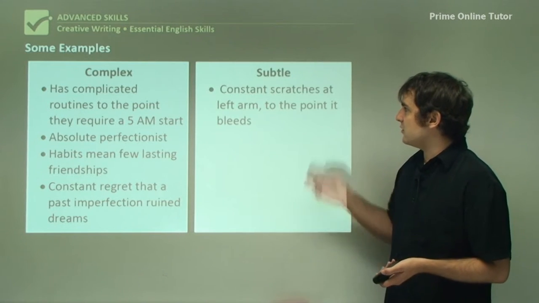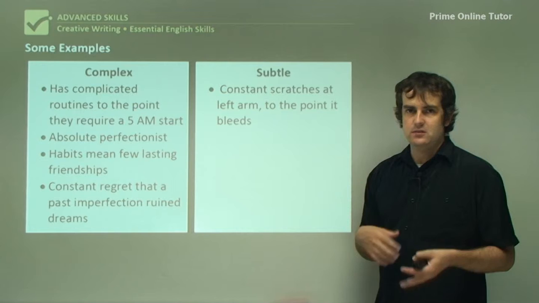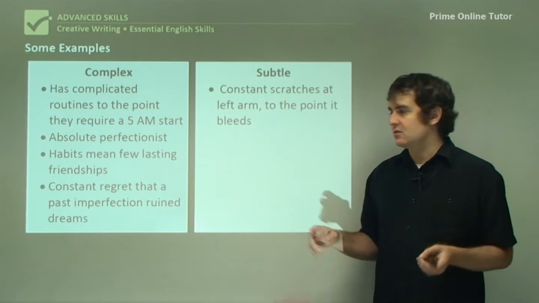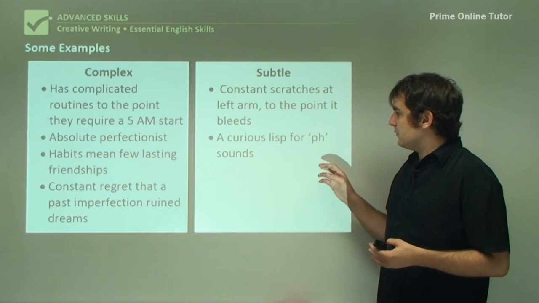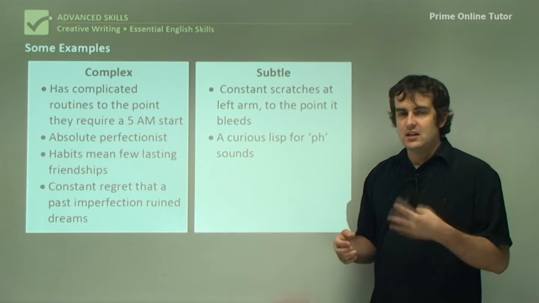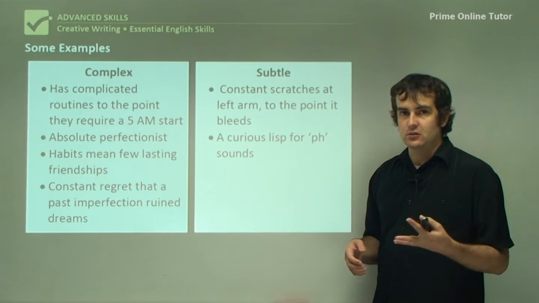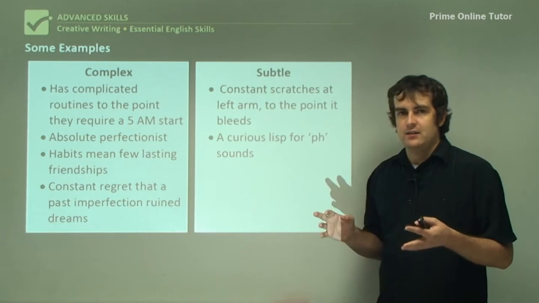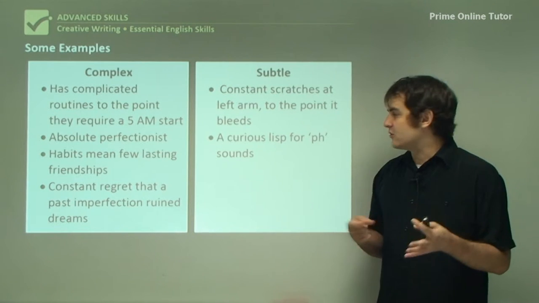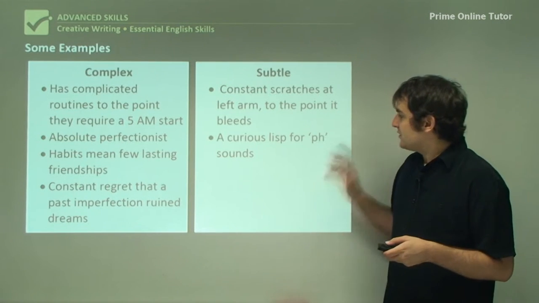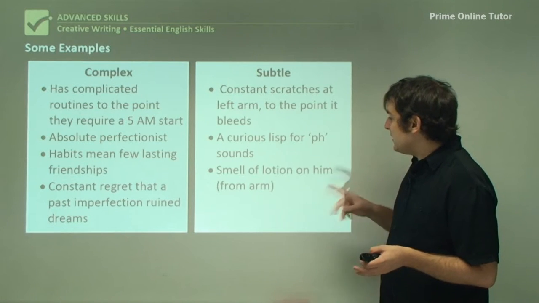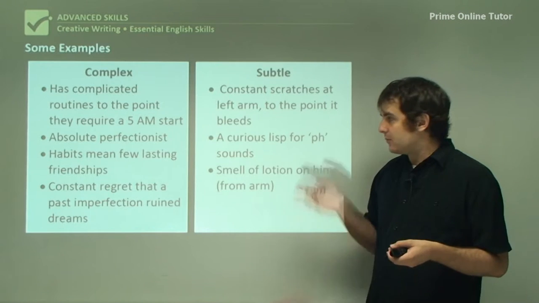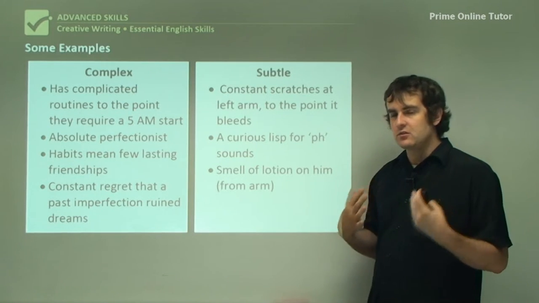Now, subtle details: constantly scratches the left arm to the point it bleeds. Okay, it's a small detail, but it's something that represents maybe someone a bit anxious. A curious lisp for PH sounds, so they say it a bit differently, anything like phonics or anything else like that. They have a strange way of saying it. I'm not going to attempt a strange sort of lisp now because you'll probably make fun of me, so we won't do that. Smell of lotion on him, probably from the arm. So again, we start to get that image of this character, and already these sorts of things really form a picture in someone's head.